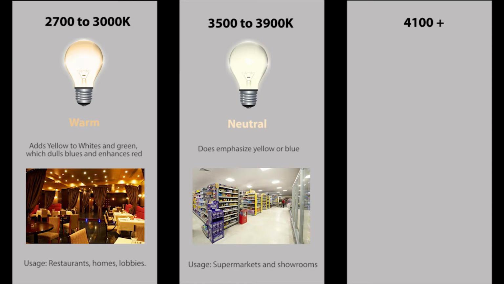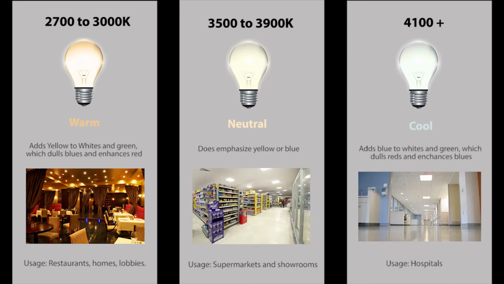The next reference would be the 4100 plus. Now you're starting to get a little bit more on that bluer side. It's more of that cool color. It adds the blues and the whites and the greens, which kind of dull the reds and enhance the blues. So now we're starting to get into where we're picking up more of the color spectrum. And that's what we're looking for in that 5500, to pull some of that color out of the teeth so we see the reds, the blues, and the greens.